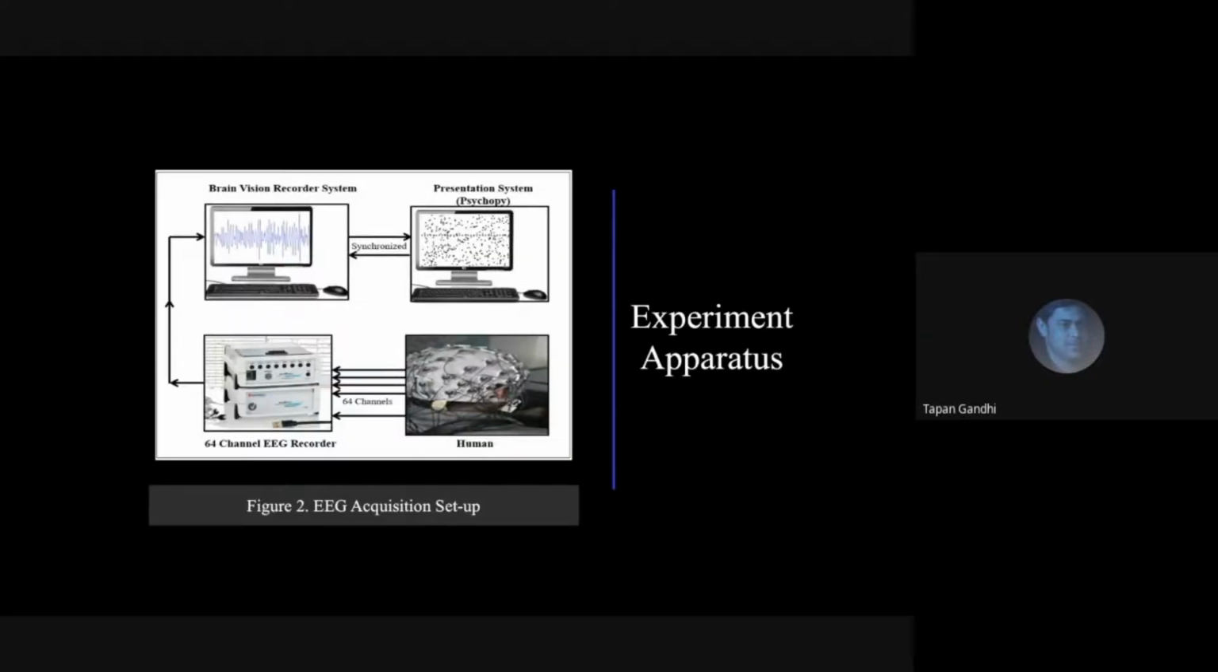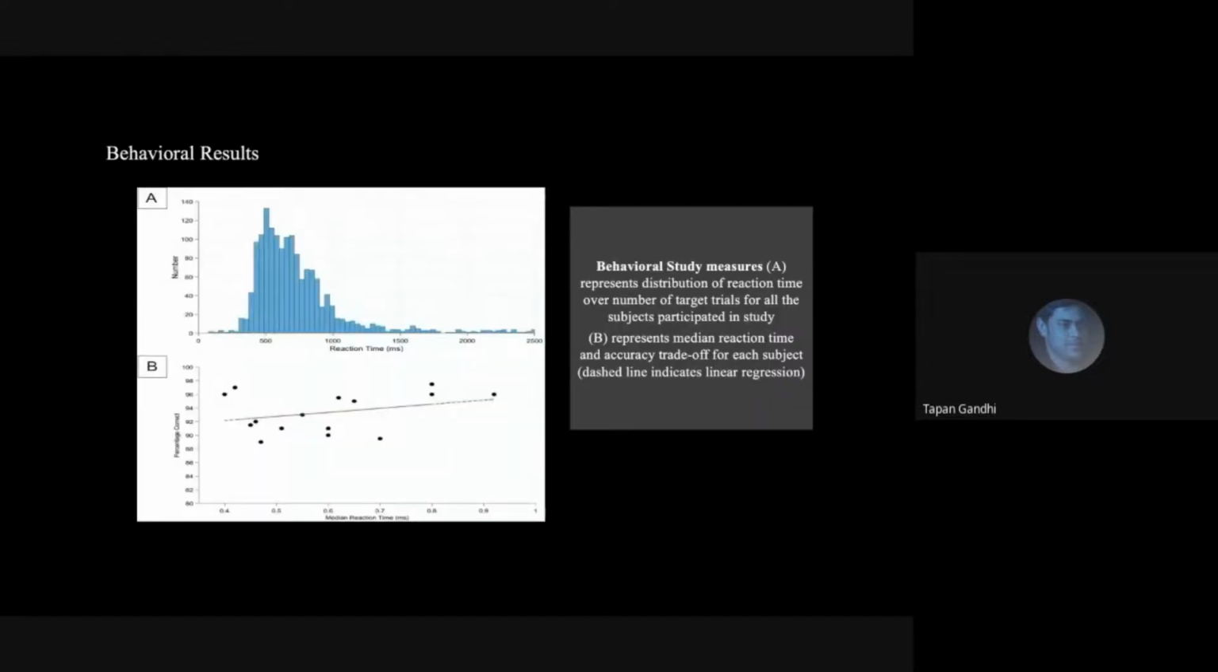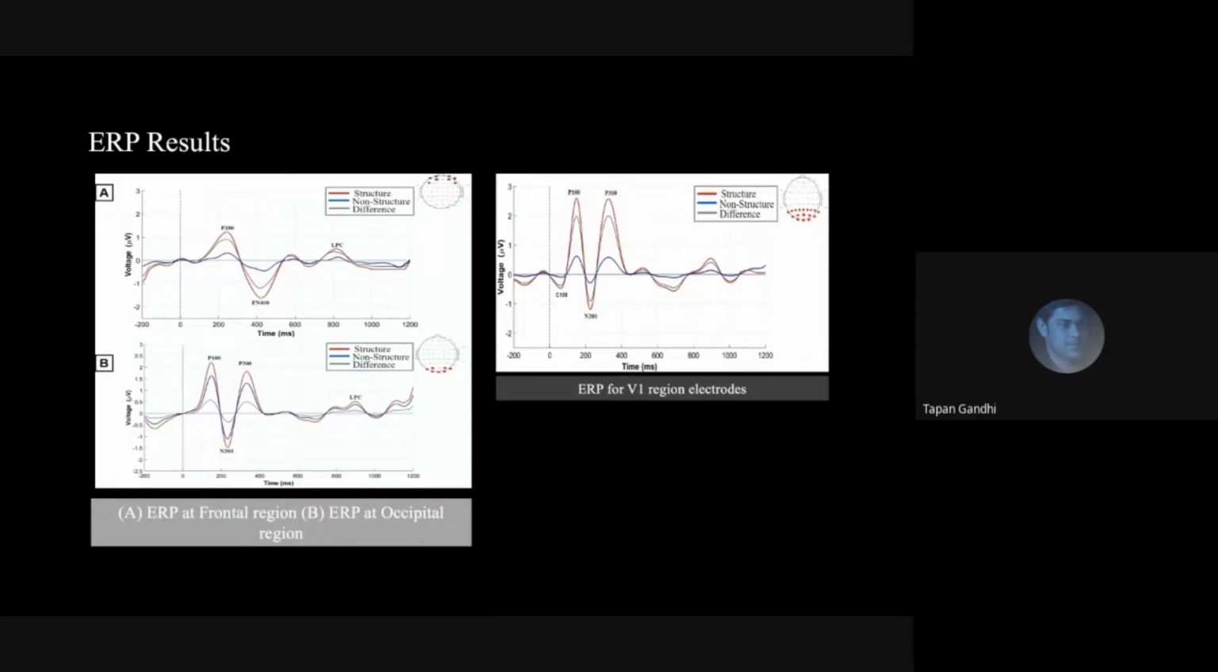And from this analysis, you can see this is a simple experimental setup, and this is the behavioral result. Behavioral results means how much time somebody is taking to tell this is a structure versus non-structure. This is a simple computer-based experimental paradigm. And we found that on average, around 500 to 600 milliseconds, everybody is able to tell that this is a structure or this is not a structure.